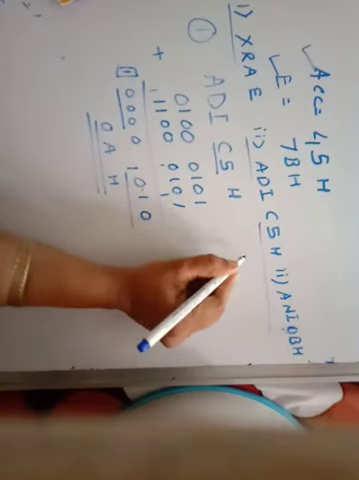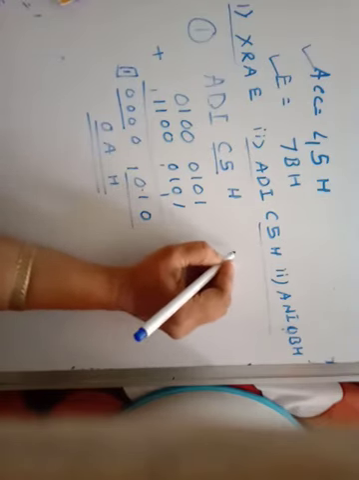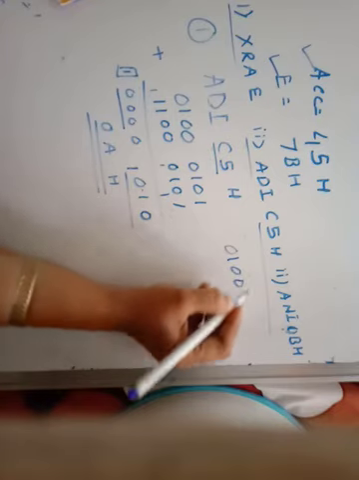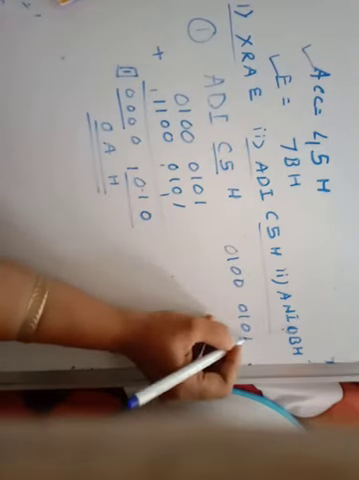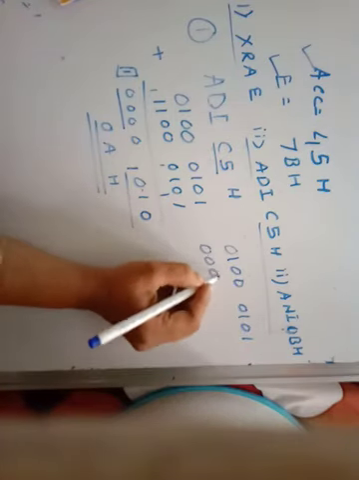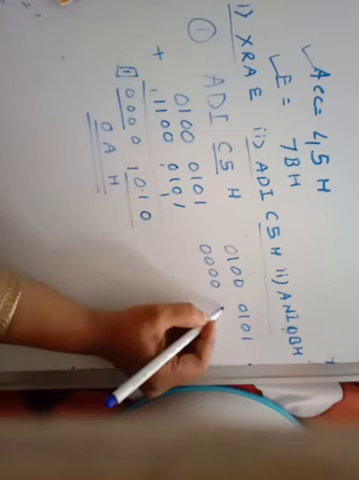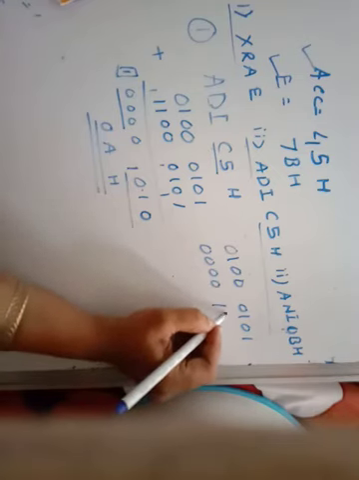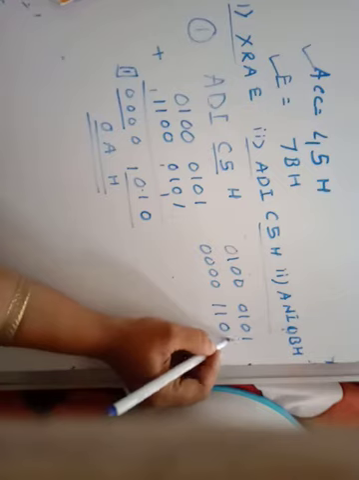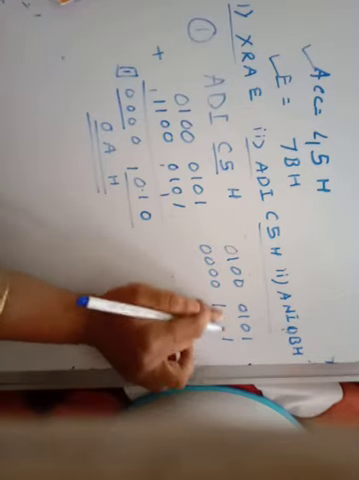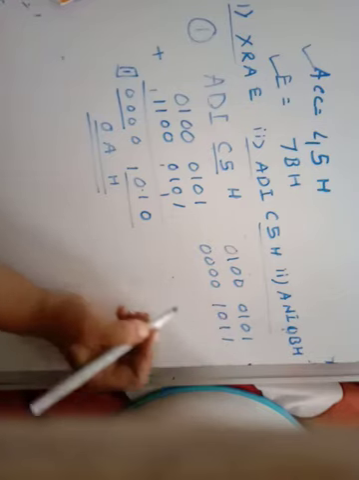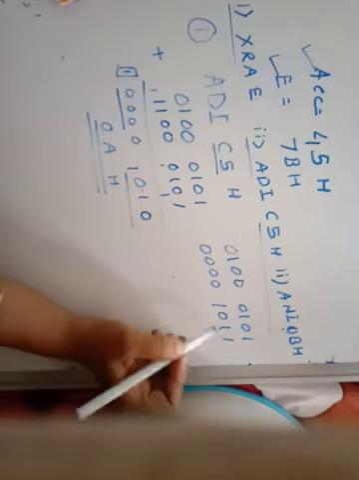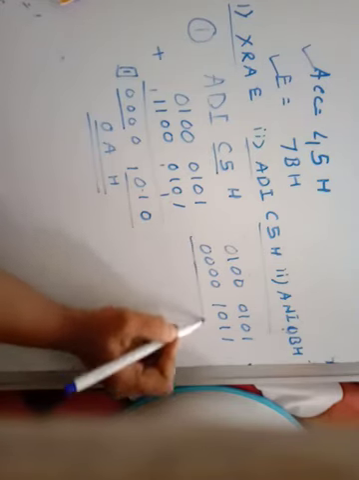So you have the content of accumulator, it is 0100 0101, then 0000, again it is 1101, 1011. Okay, B means 11.